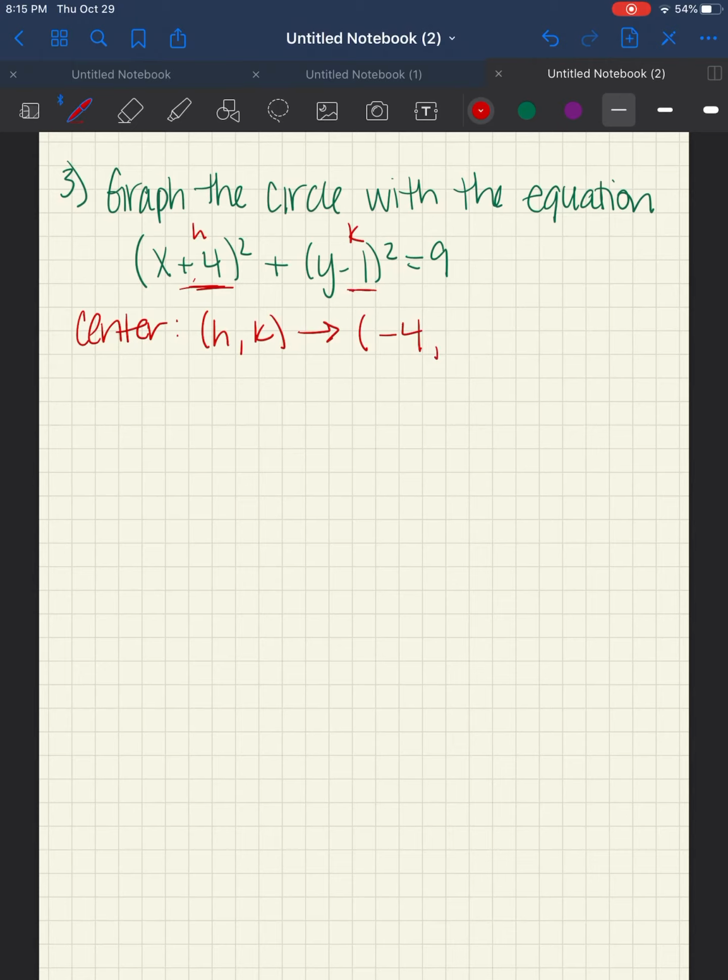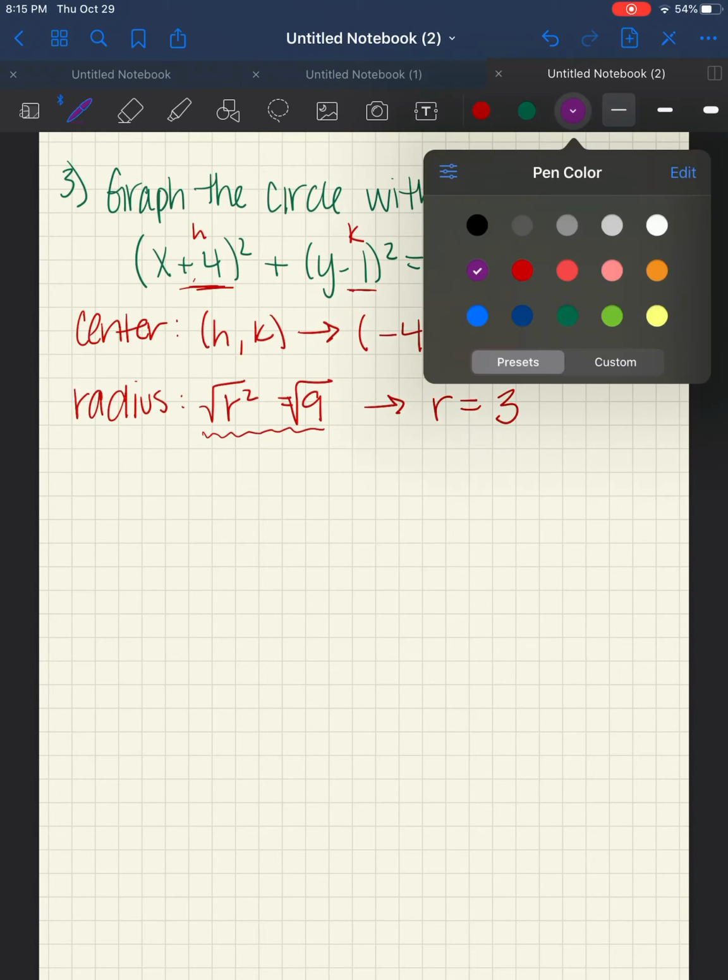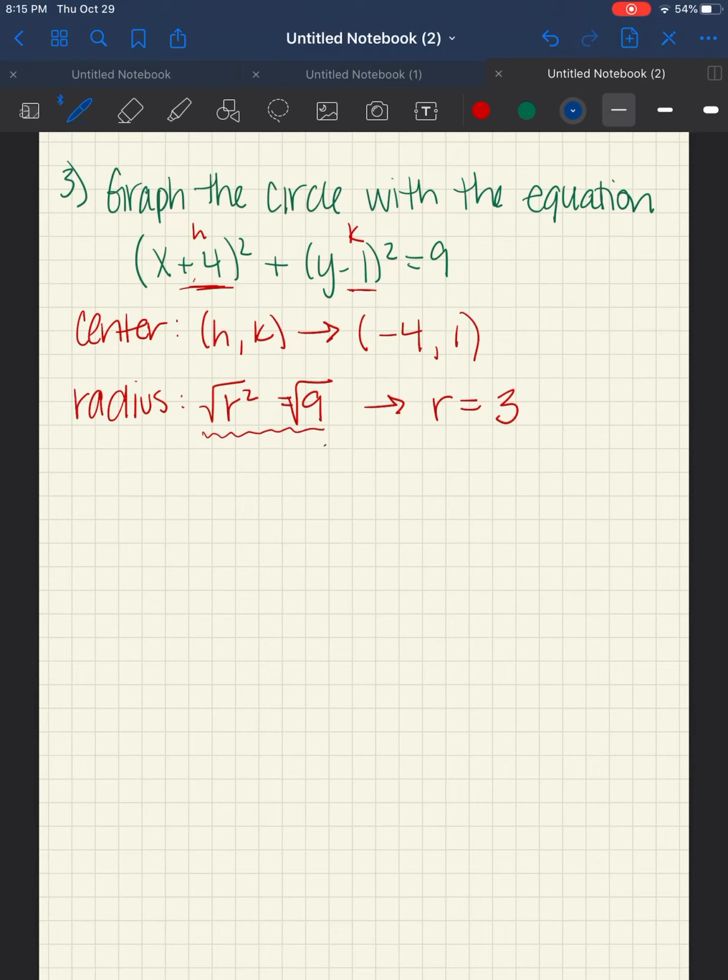And then our radius is going to be the equation r squared equals 9. So to solve that, we would square root both sides, which tells us that our radius has to be 3. Remember, when we're solving an equation like this, we should have positive or negative. However, we can't have a circle with a negative radius. So we're going to just use the positive one.